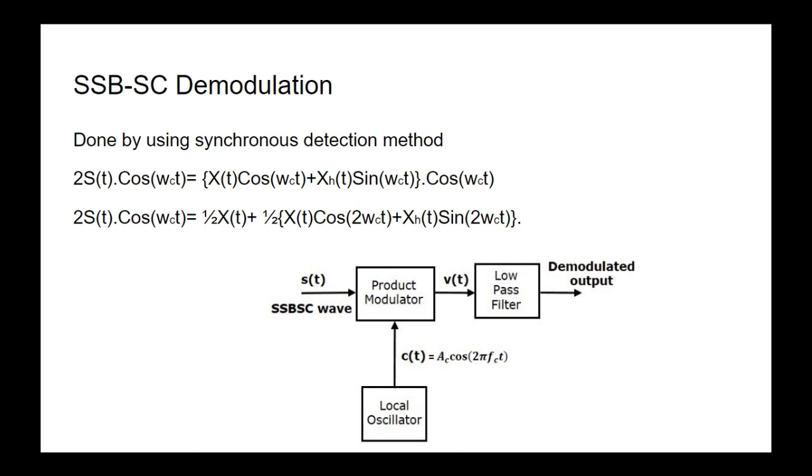So we can see here the message signal is one half of x(t), and the rest is unwanted part. So we want to filter out the second term, and we can do so by passing it through a low pass filter, as a low pass filter will not pass the 2 omega ct frequency. It will only pass one half of x(t). So you can see the block diagram of single sideband suppressed carrier demodulation.